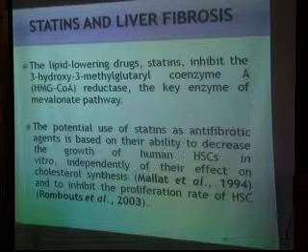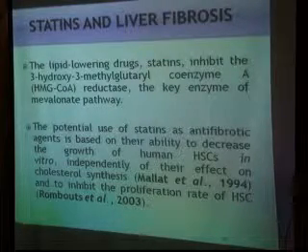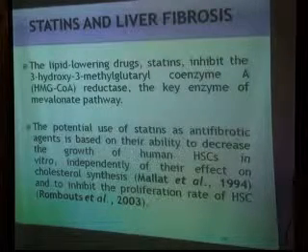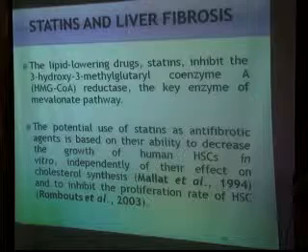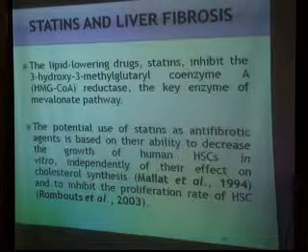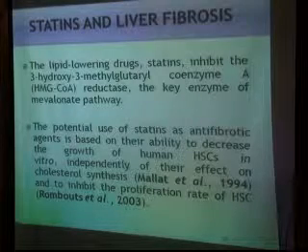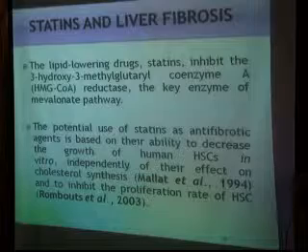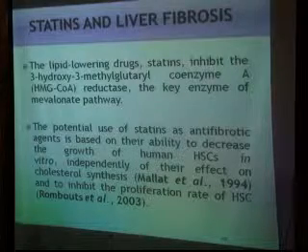We also used Atorvastatin in this study, which is one of the statins, the lipid-lowering drugs. The statins are known to have pleiotropic effects independent of their cholesterol-lowering properties. The potential use of a statin as an antifibrotic agent is based on its ability to decrease the growth of human hepatic stellate cells, which are the main effector cells in the fibrogenic reaction.